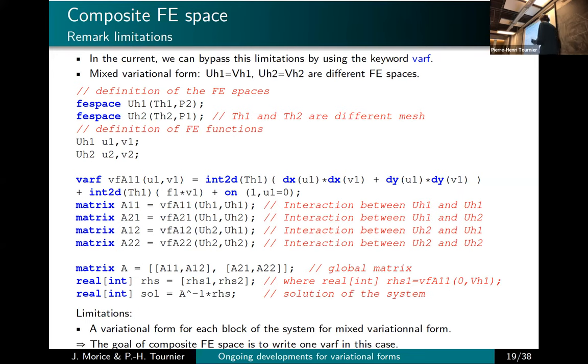So the idea of the composite space is to write one variational form for this case also.